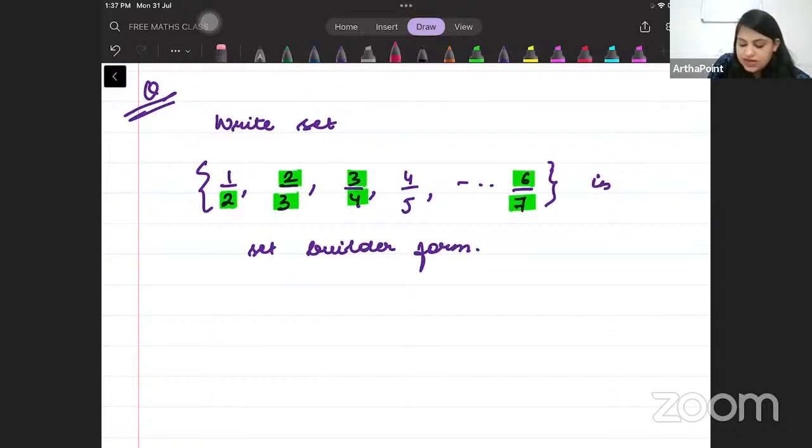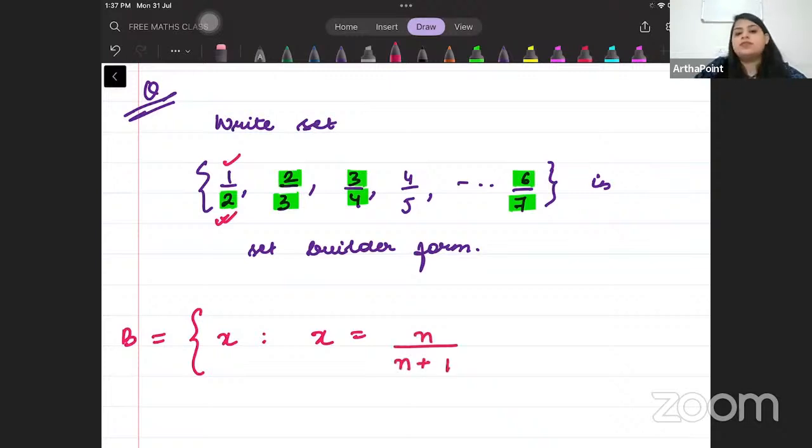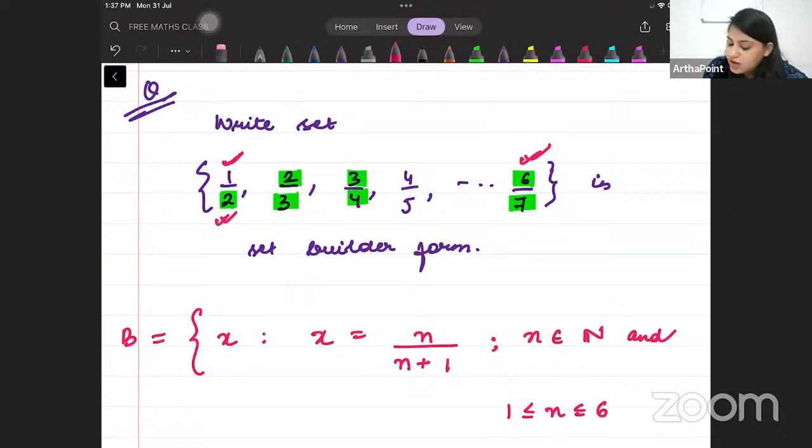Define a set. Let's say the name of the set is B. It has elements x such that x is n divided by n plus 1, so n upon n plus 1, where n can only be a natural number. Beta, integers are not coming. Negative numbers are not coming, only natural numbers are coming, right? So n can only be a natural number, and beta, n can go from 1 to 6 only, isn't it? Above 6 the set is not defined. So n can only go between 1 and 6. This is the answer to this question.